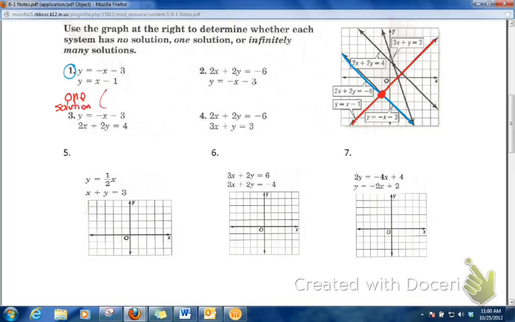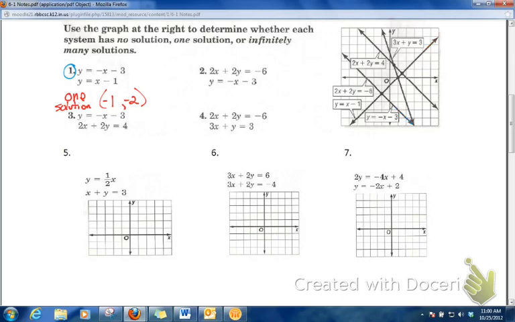And if you do have a one solution answer, you need to tell me what that one solution is. So these two lines have one solution, and you can see that that ordered pair right there is the ordered pair -1, -2. So -1 comma -2 is where those two lines cross. Okay? Alright, very good. So then you move on to number 2, 3, and 4.